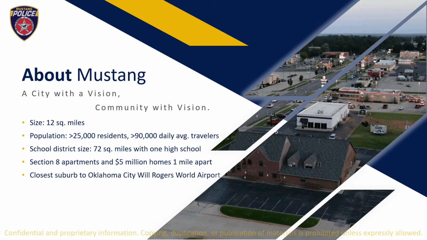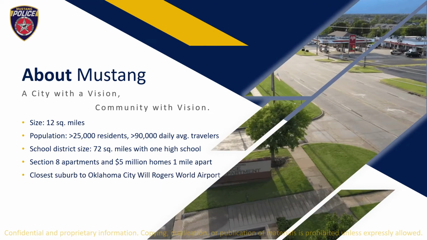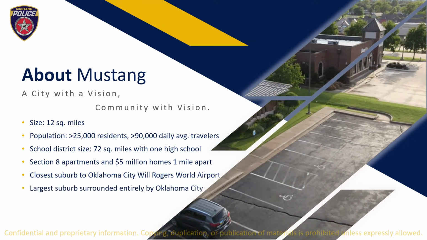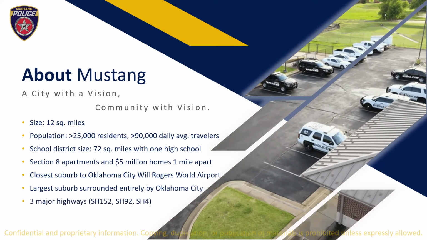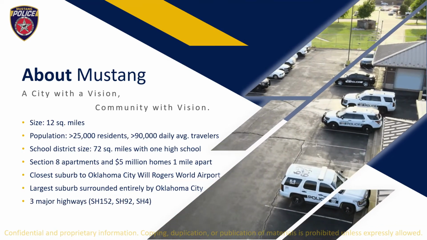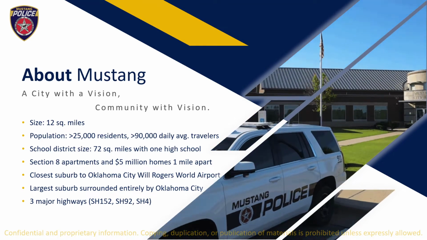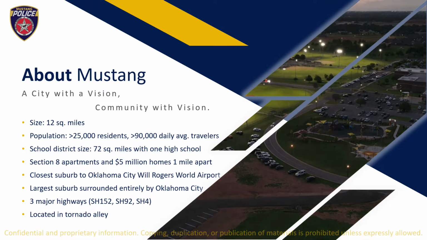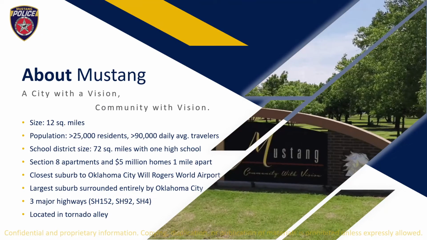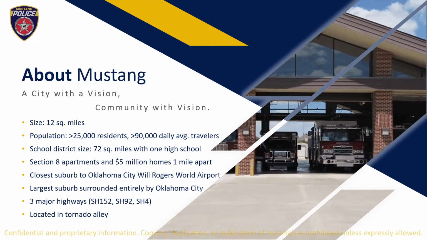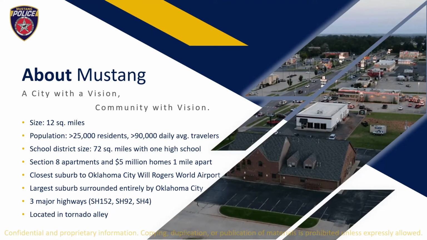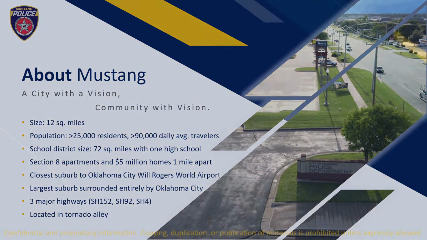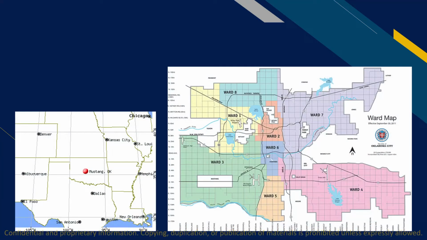The closest suburb, that's us, to Oklahoma City, Will Rogers Airport. We're just down the road from there. And of course, we're the largest suburb that's completely surrounded by Oklahoma City. We have 3 major highways that go through town. They crisscross and go north and south and east and west throughout the entire city. We're located right in the middle of Tornado Alley. We're really fortunate that we don't have the same issues that a lot of other bigger agencies have around us. But we're definitely right in the center, so we're an easy target for something that could or might happen in the future. You'll see that Oklahoma's right here.